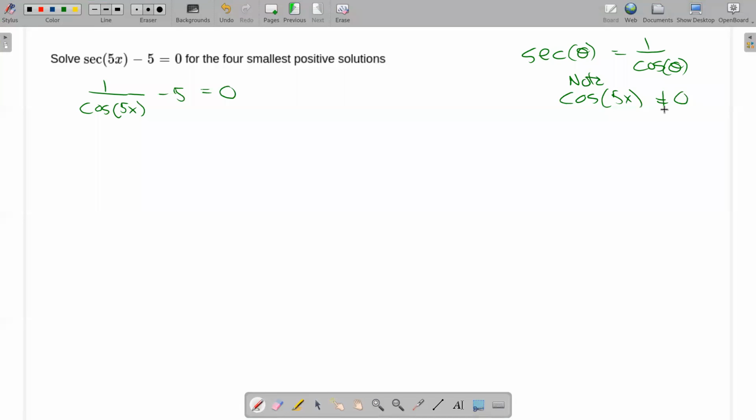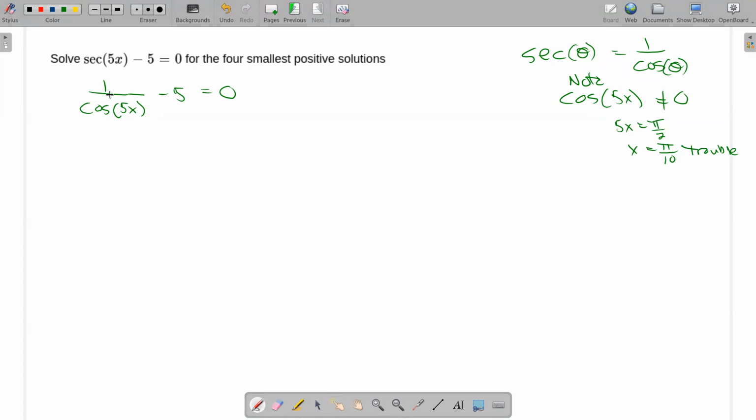When is the cosine 0? The cosine is 0, x is 0 in the unit circle at pi over 2, 3 pi over 2. So if this 5x were a pi over 2, I'd have a problem. So if 5x equals pi over 2, we have trouble. So if x equals pi over 10, we have trouble. So let's hope that doesn't pop up as a solution.